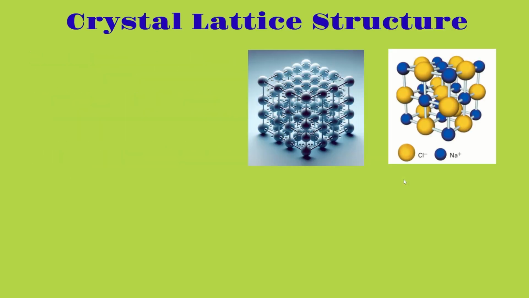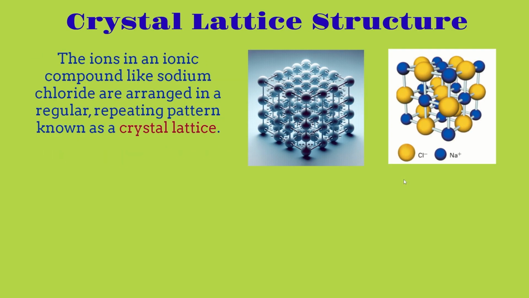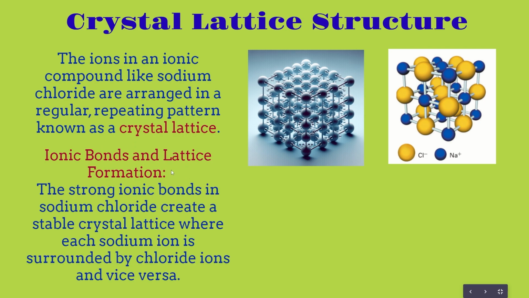So now we're going to talk about the crystal lattice structure. The ions in ionic compounds like sodium chloride are arranged in a regular repeating pattern known as a crystal lattice. As we look at this picture here, this is what a crystal lattice structure looks like. Once sodium and chloride go together, they form this type of crystal lattice structure. For ionic bonds and lattice formation, the strong ionic bond in sodium chloride creates a stable crystal lattice where each sodium ion is surrounded by chloride ions and vice versa.